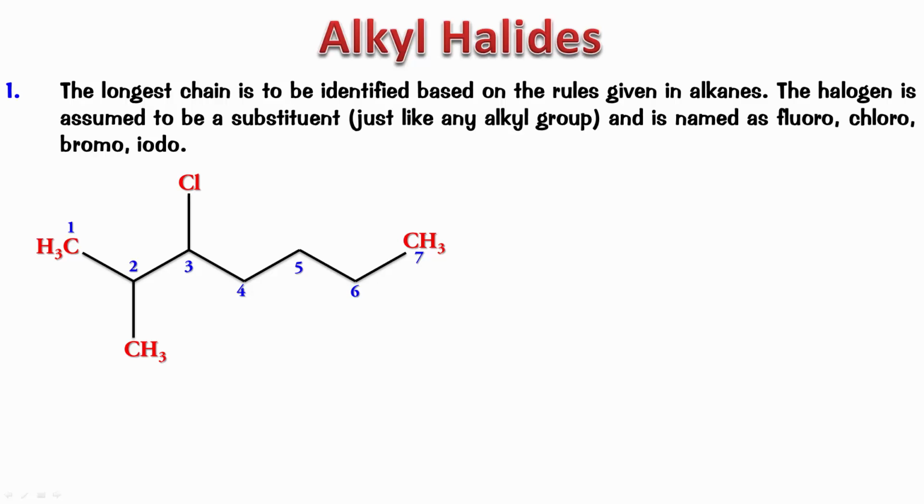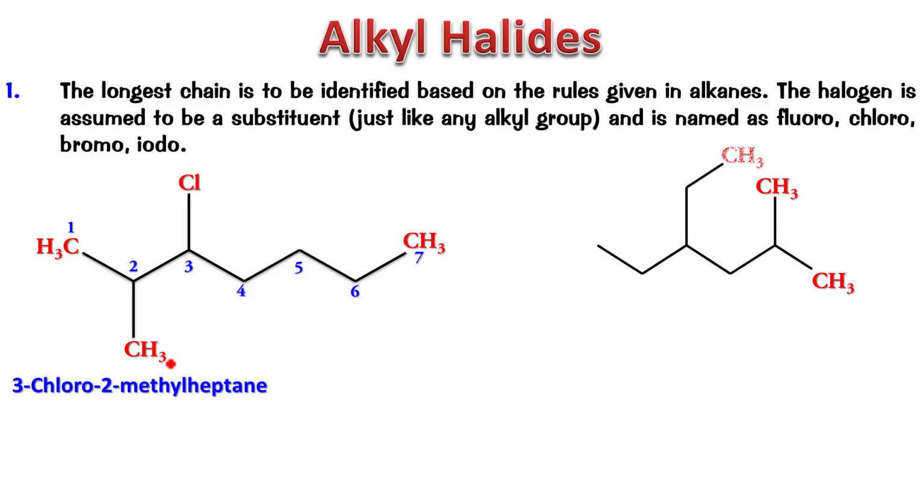And obviously, you're going to write it the same way as you would write a normal alkane. That means you have one substituent which is chloro, one substituent which is methyl, and chloro comes before methyl in alphabetical order. So chloro is named first, then methyl, and then the alkane. So the name should be 3-chloro-2-methylheptane. Let's check one more.